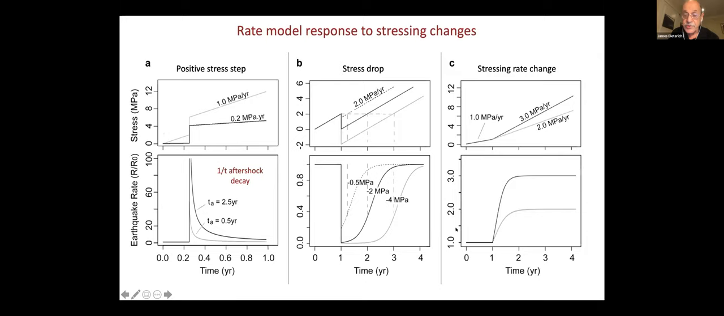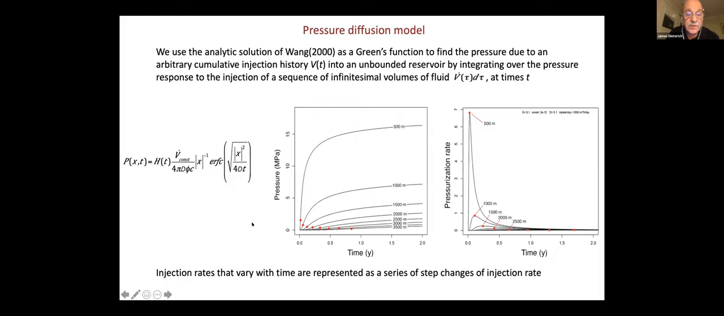Okay, finally, I think we're going to hear a lot more about fluid pressure and pressure diffusion. For some of the simulations I'll show momentarily, we've used just this very simple analytic model of Wang and turned that into a Green's function for fluid pressure diffusion as a function of the pressure diffusion coefficient here, porosity and compressibility, and V dot is the injection rate.